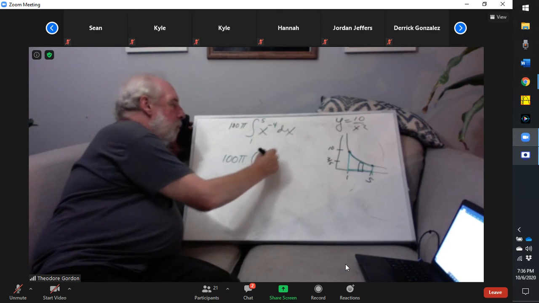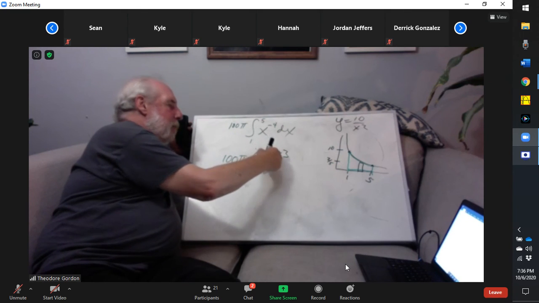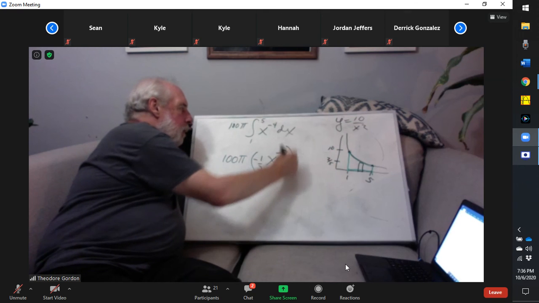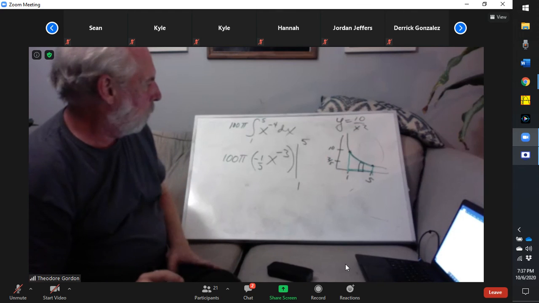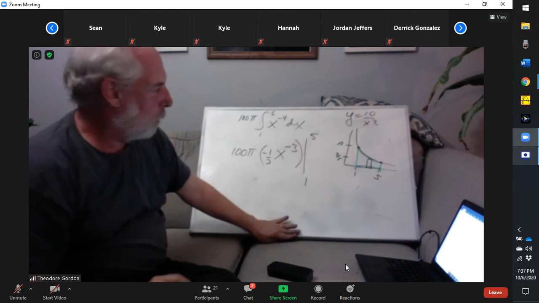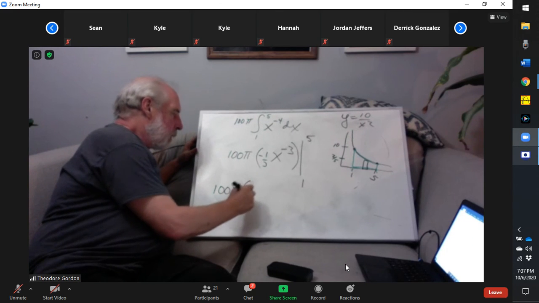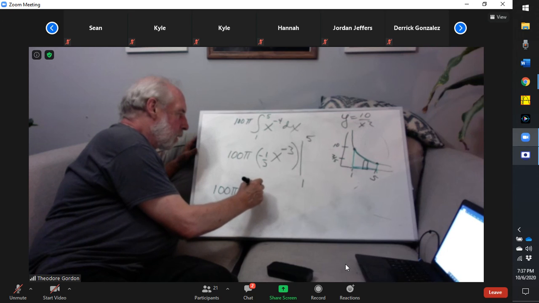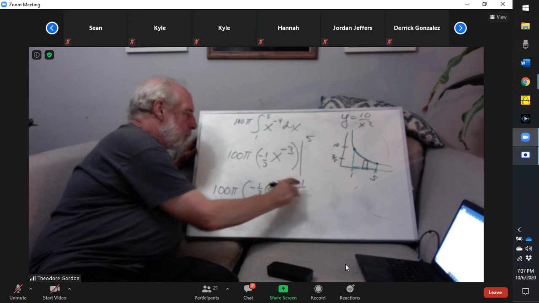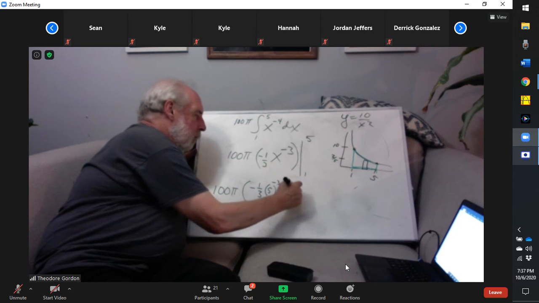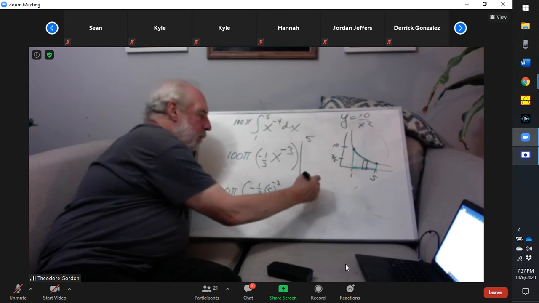To integrate, we add 1 to the exponent. Negative 4 plus 1 is negative 3. And we divide by the new exponent. And then we go from 1 to 5. Top goes in first. That gives us negative 1/3, 5 to the negative 3 power, minus negative 1/3. We put the 1 in here. 1 to the negative 3 is just 1, so I'm just going to leave it like that.